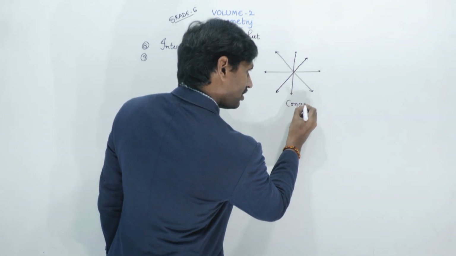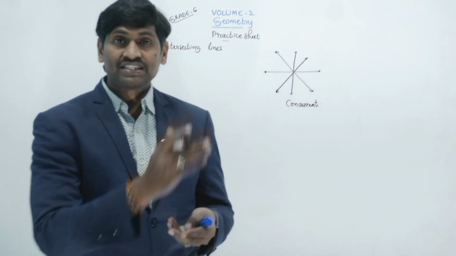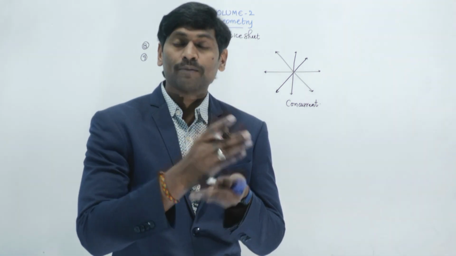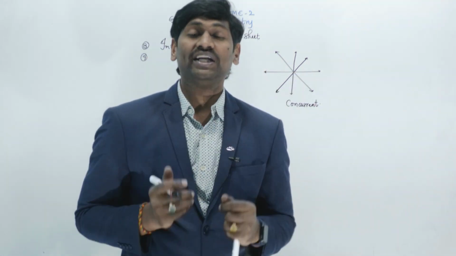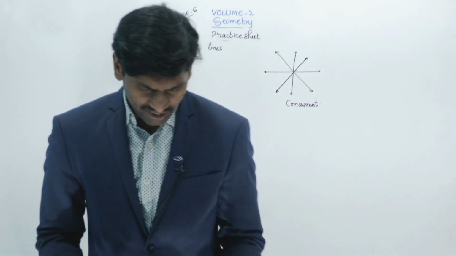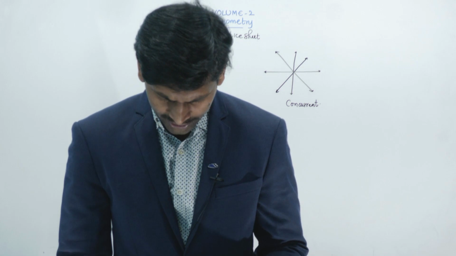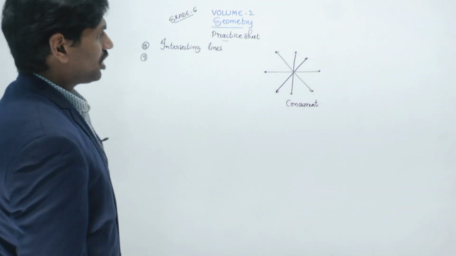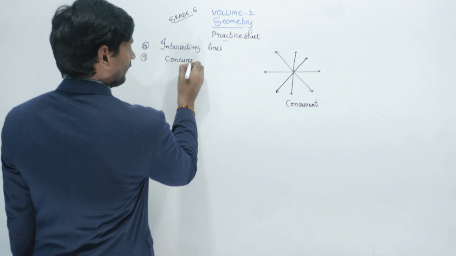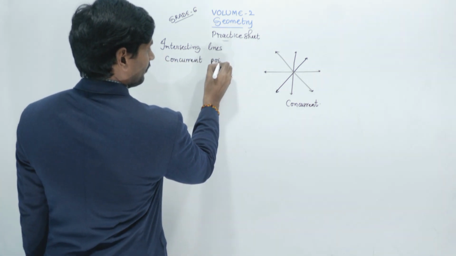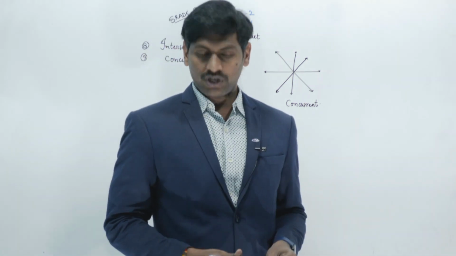Okay? What are concurrent lines? More than two lines having the same common point are called concurrent lines. Only two lines having a common point are intersecting lines. The common point of concurrent lines is called the point of concurrency or concurrent point. Here, intersecting point, concurrent point or point of concurrency.